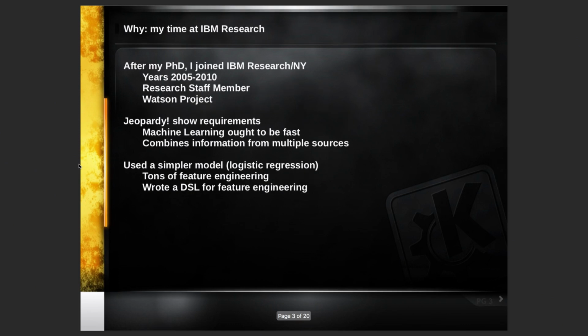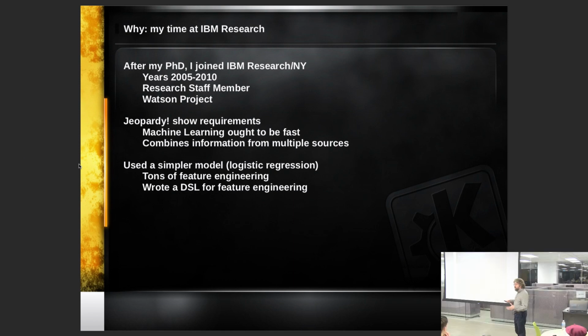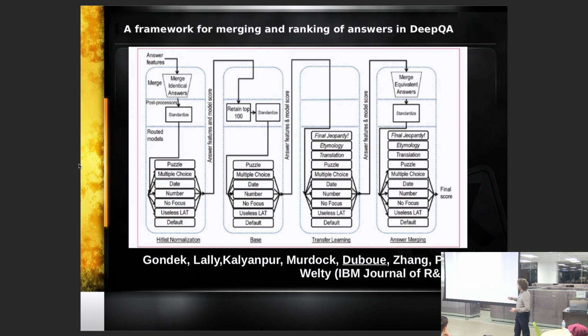So after my PhD, I joined IBM Research, and I was part of the original team that built the Watson system that participated in the Jeopardy shows in 2011. And that showed we needed to make a system that ran really, really fast. So for that, we used simple models like logistic regression, but we did tons and tons of feature engineering. And for that, I actually wrote a domain-specific language for feature engineering that allowed us to do something like this.